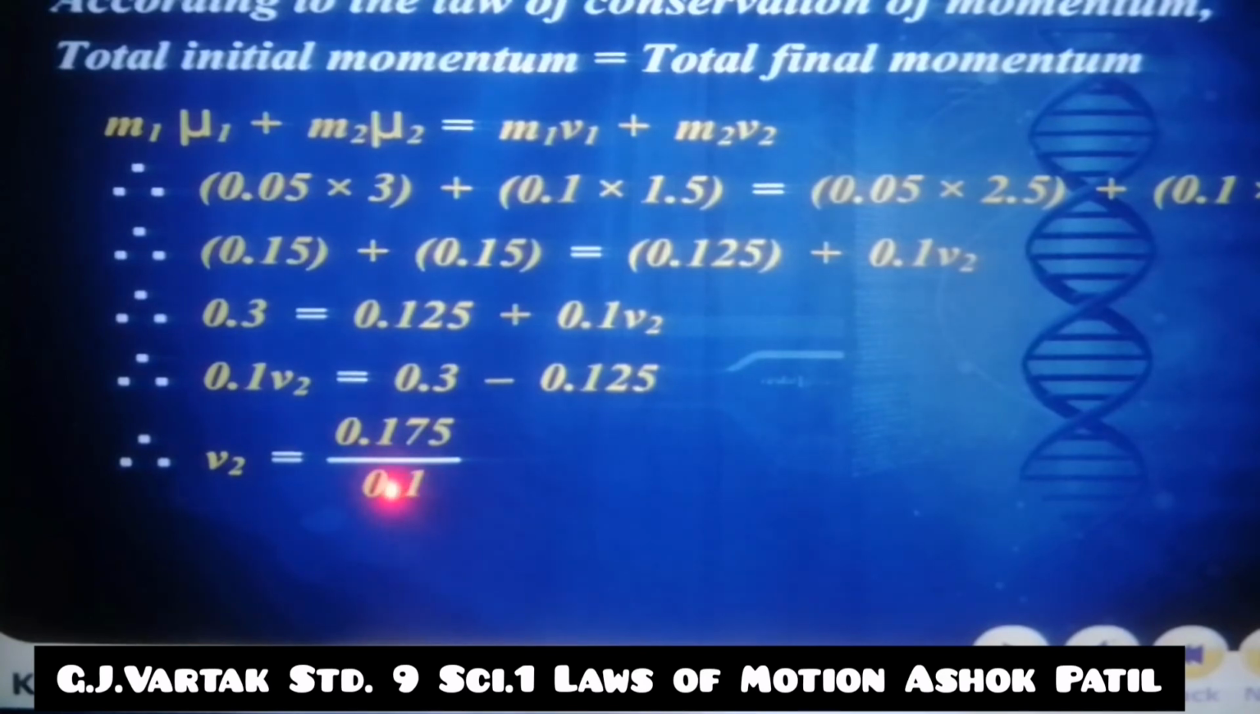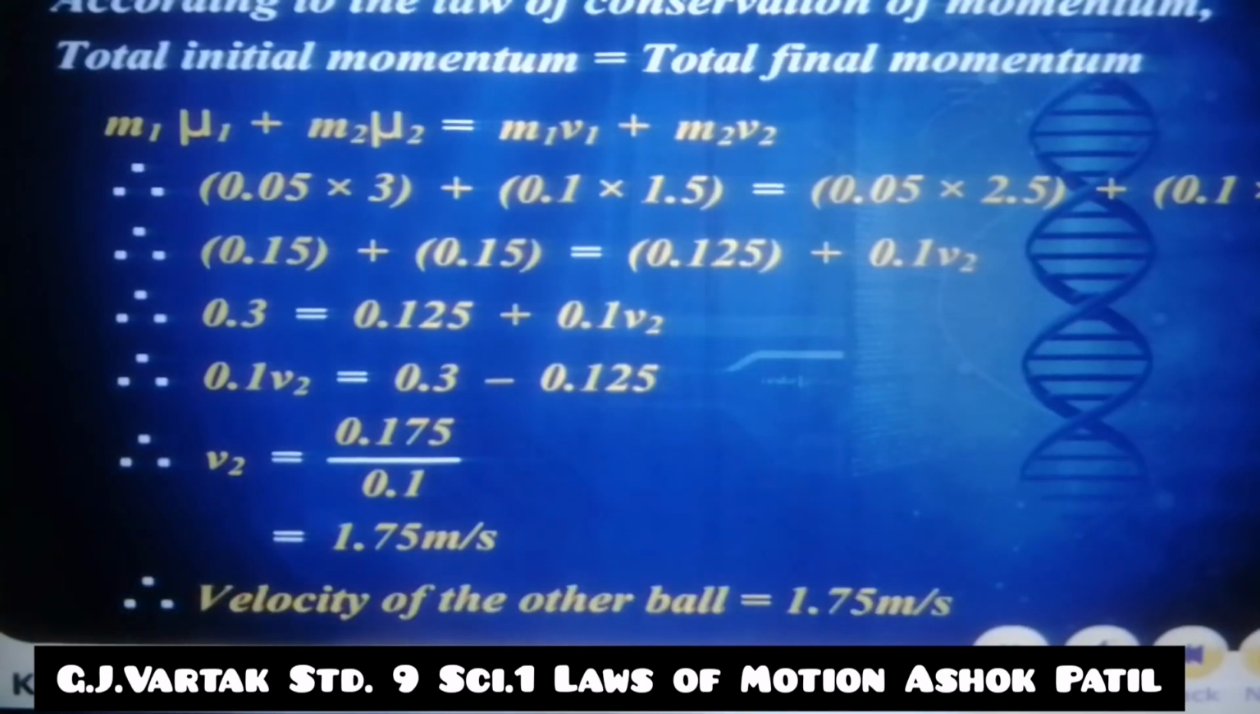After the point, 1 number here, after the point 3 digits here, then the point comes this side, then this point also comes this side, then the answer will be 1.75. Then v2 is equal to 1.75 meter per second. Okay, the velocity of the other ball, the second ball of 100 grams, is equal to 1.75 meter per second. This is the last sentence.